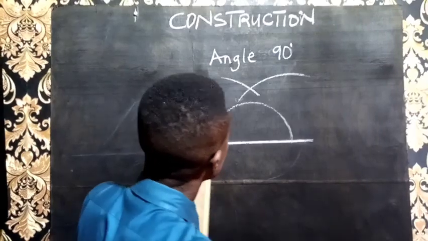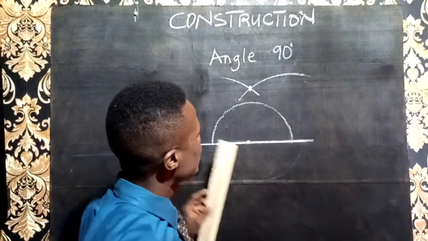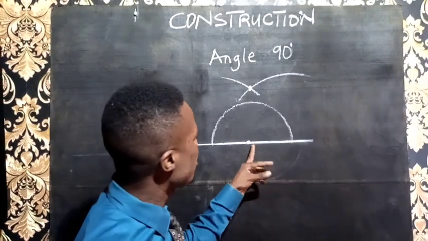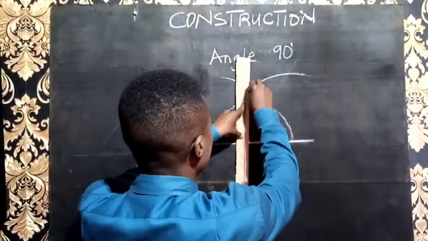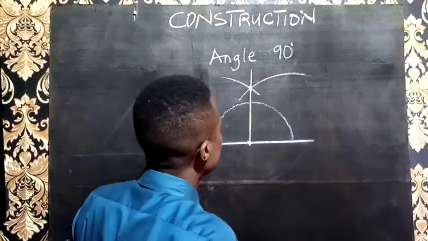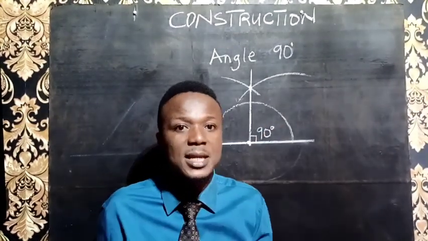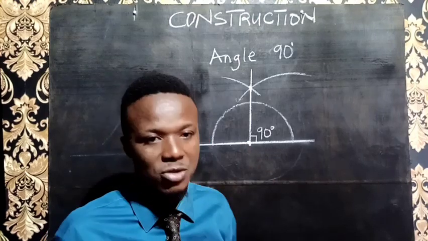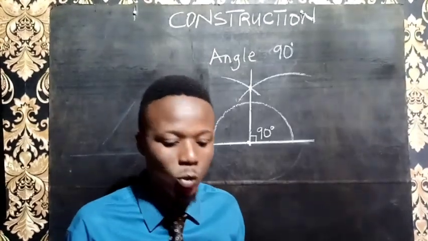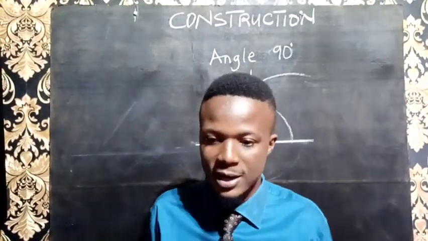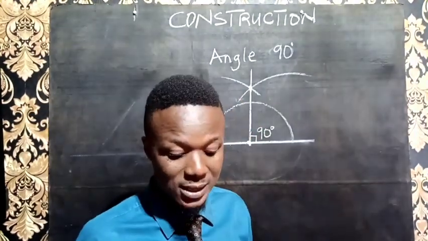Get your ruler. The point of intersection of the two arcs should be joined to the center of the semicircular arc where the pin of your compass must have made a hole. So you join them together. You can increase. So this angle here is angle 90 degrees. Okay, now we can still make 45 immediately from 90 degrees without wasting time. Because you know that when I divide 90 degrees into two equal parts, I'm getting angle 45 degrees. So let us from this 90 get 45 degrees immediately without wasting time.